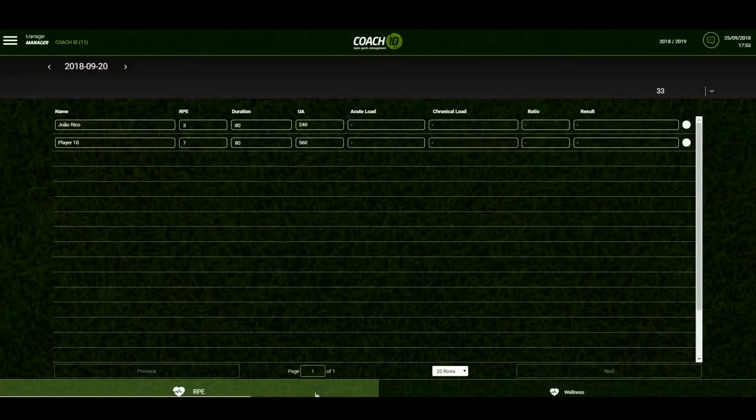And this can be used by the coach to evaluate just how much exertion a player has performed, and it's very useful to avoid injuries.